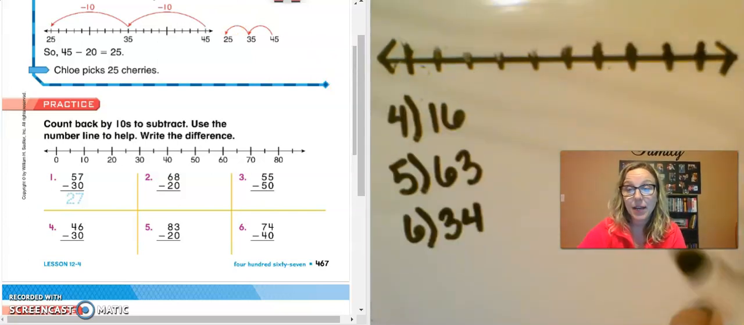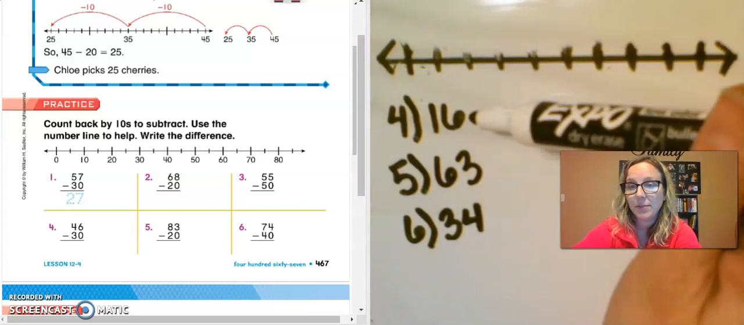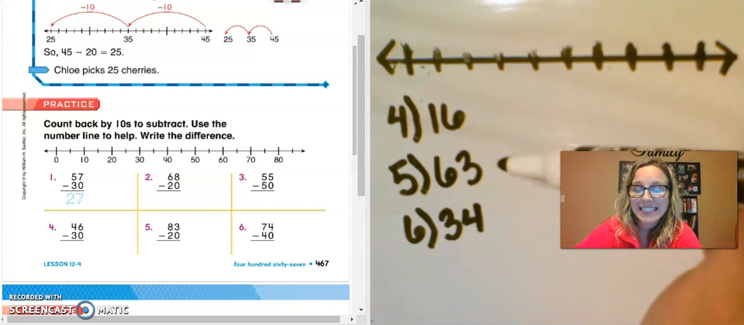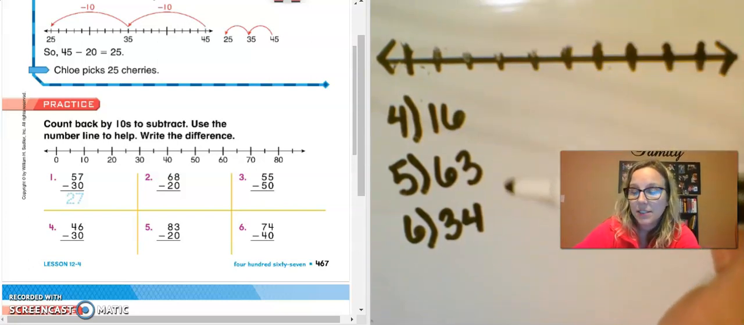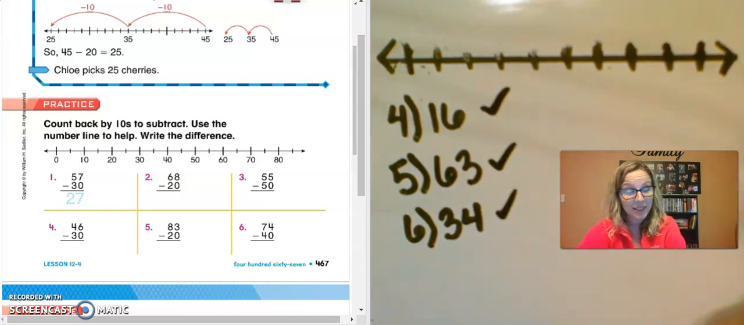All right, so now that you've completed 4, 5, and 6, you can check your answers here. For number 4, you should have gotten 16. For number 5, you should have gotten 63. And for number 6, you should have gotten 34. If you got all 3 of those correct, you can kiss your brain.